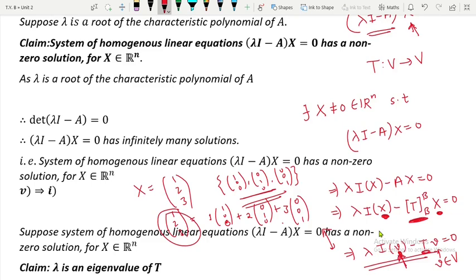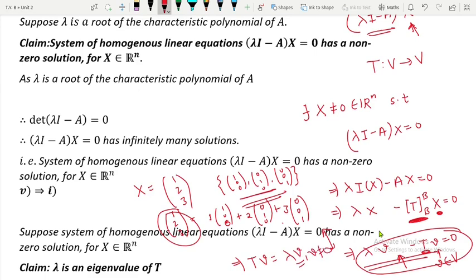Now since we got this, from here it is easy. This will imply that T(v) is equal to, now this Iv will be just v, because I is the identity map. And if you want, we can do this in the previous step only; instead of Ix we can directly write x here, because I is the identity map and over here we will have v only. Therefore T(v) will be equal to λv, and this will imply that this λ is an eigenvalue of T and the corresponding eigenvector is v.